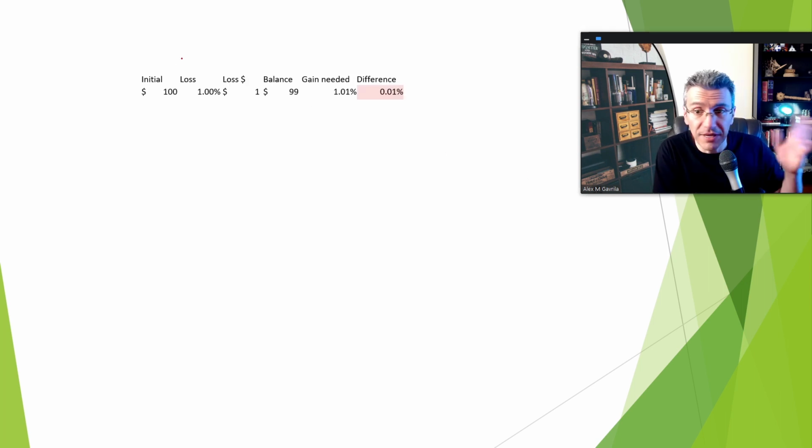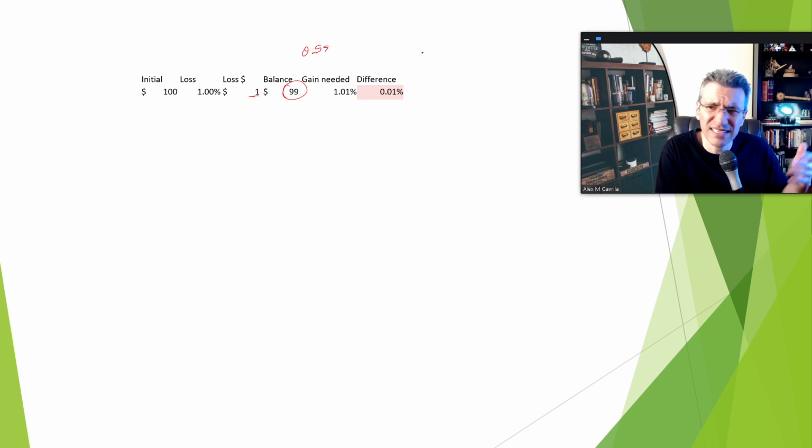So just a very basic example here. Let's start off again with $100. We lose 1%, not a big deal, right? So that's 1% of $100. That's $1. 100 minus 1 gives you $99. Now, for that $99 to break even again, if it only goes up by 1%, 1% of $99 is only 99 cents, right? You're not breaking even yet. So your investment has to go back up by 1.01% to break even, a net difference between 1.01% and the 1% loss of 0.01%.